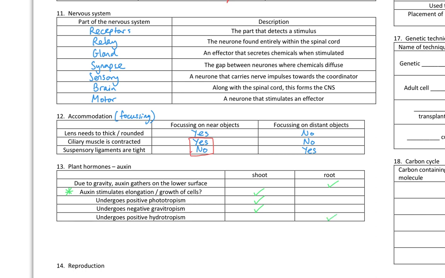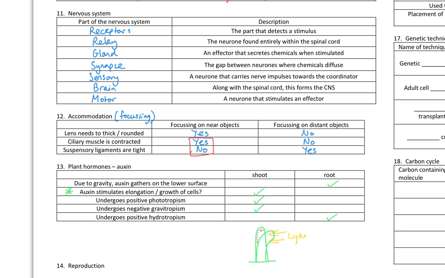And just to show you quickly, if there's a shoot coming out of the ground and I've got a light shining from this side, so there's the light. I know it's going to bend towards the light because it needs to do photosynthesis and get light. Therefore, auxin made by the tip is going to accumulate on the shady side and cause those cells to grow faster. Therefore, it will grow round towards the light, and therefore get more light for photosynthesis because the cells on the shady side are going to elongate faster.